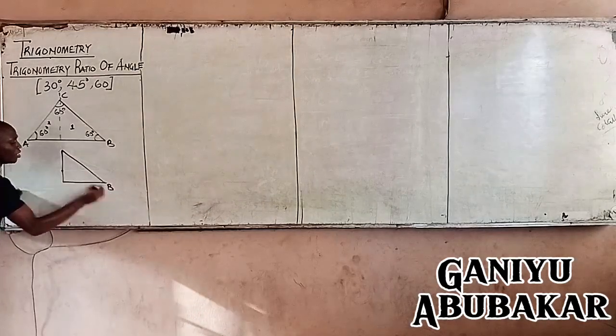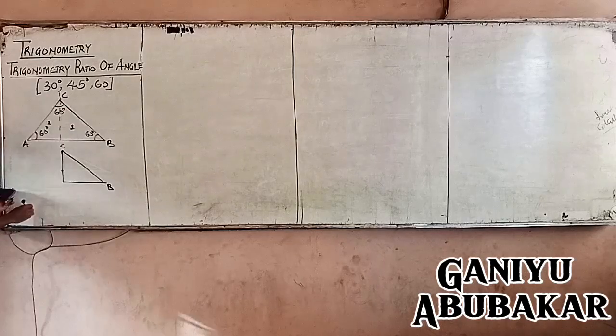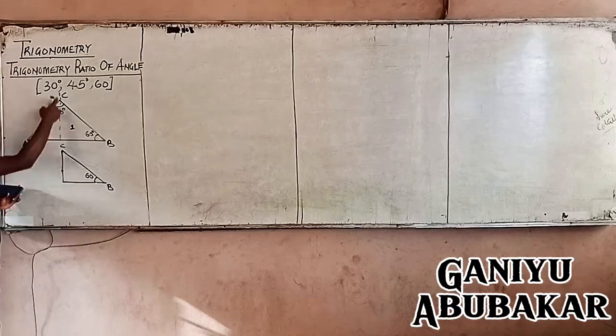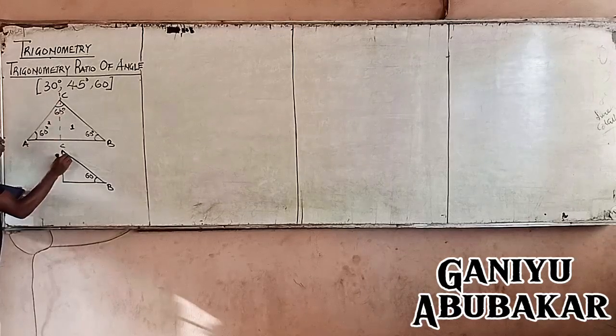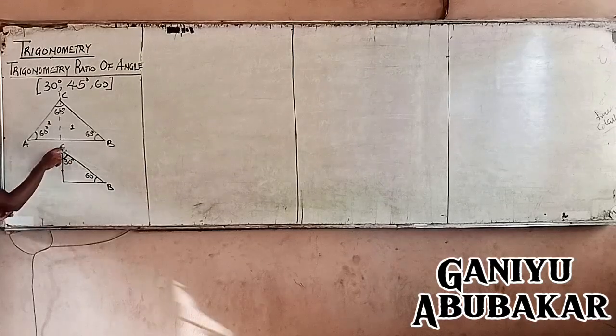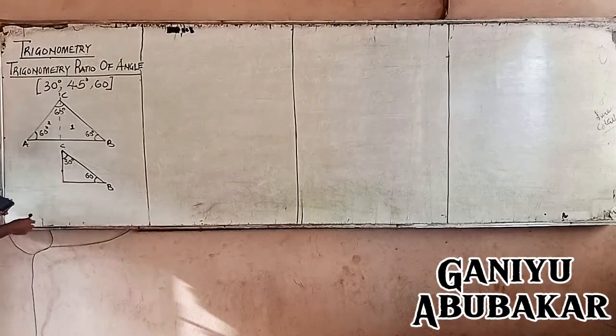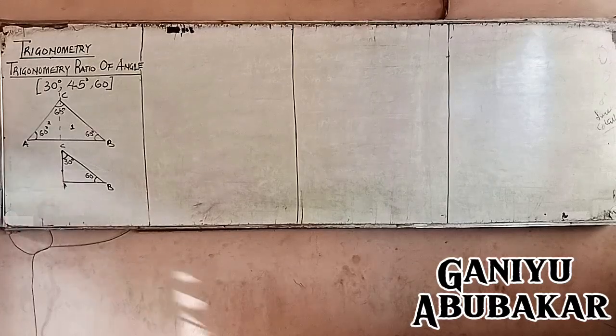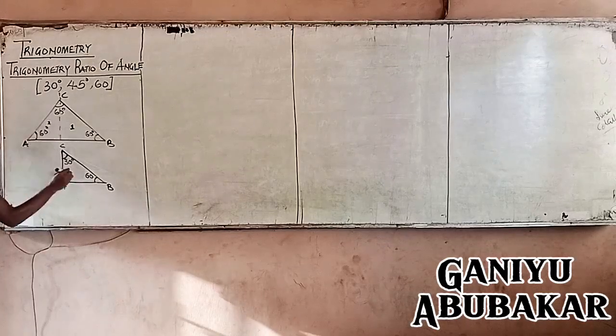This is B. This is point C. This angle is 60 degrees. But I divided this into two. Half of 60 is 30. So I have an angle of 30 degrees at this point. Sorry, there's no point here, let me call it point P. Also, drawing this out for section 1.